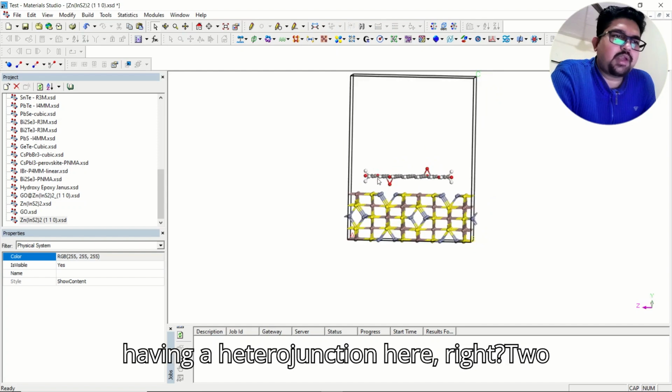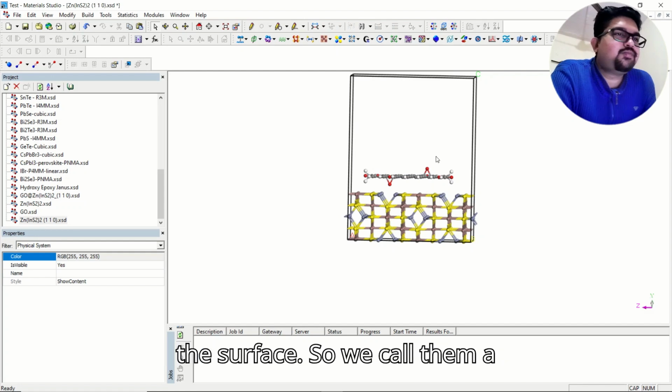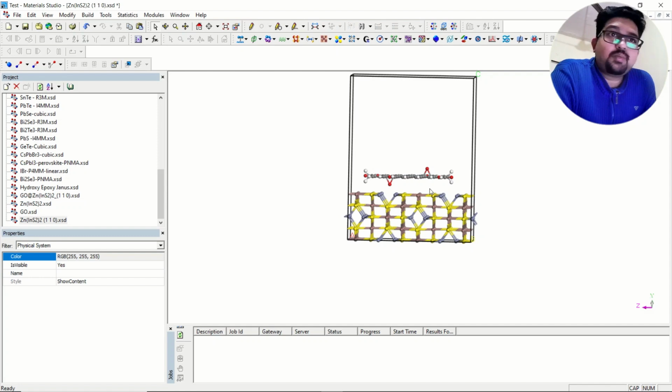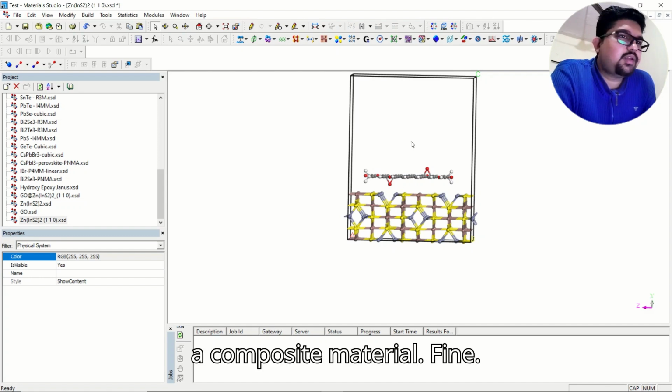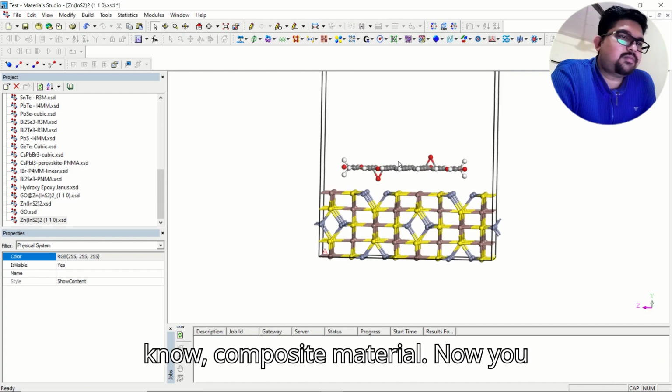So we have a heterojunction here, right? Two different materials are connected here on the surface. So we call them a heterojunction also, right? And a composite material. Fine. So this is the way we can design a composite material.